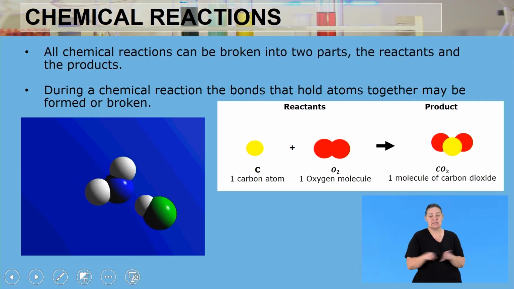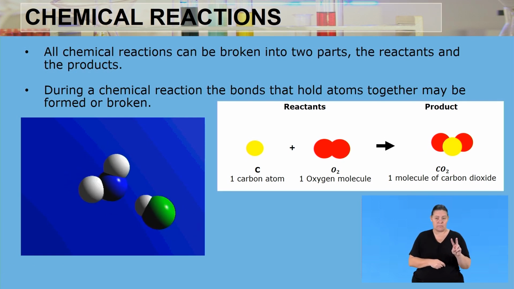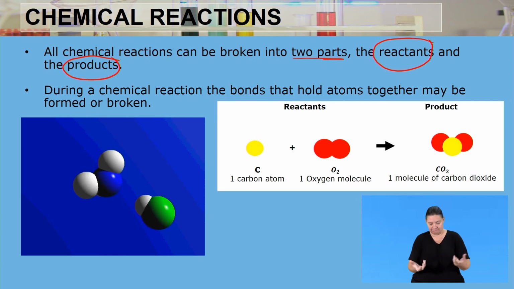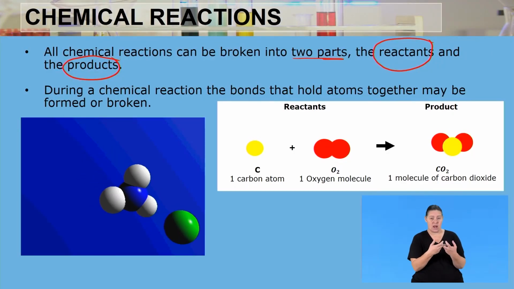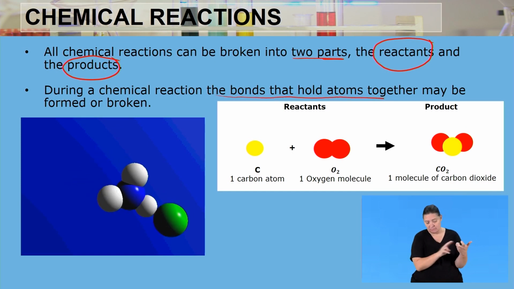Furthermore, we need to know that all chemical reactions can be broken into two parts, whereby we have the reactants and also the products. So what happens during a chemical reaction? Firstly, the existing bonds of the molecules or of the reactants are going to break and new bonds are going to be formed. During a chemical reaction, the bonds that hold atoms together may be broken, and new bonds are formed when a product is being produced. So existing bonds are going to be broken and new bonds are going to be formed.